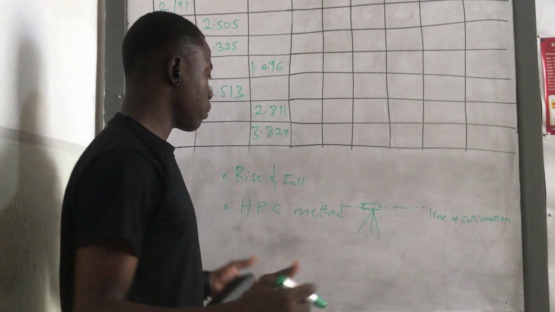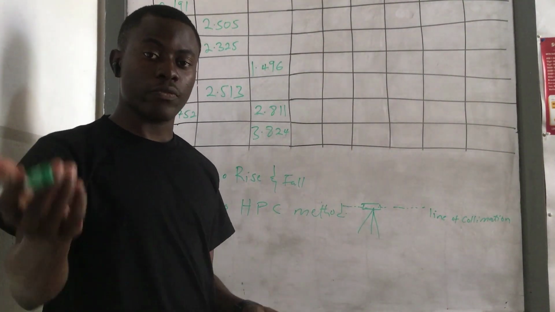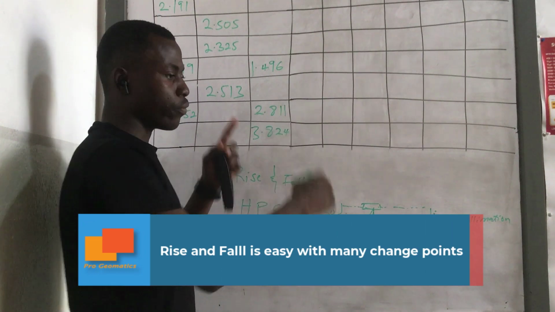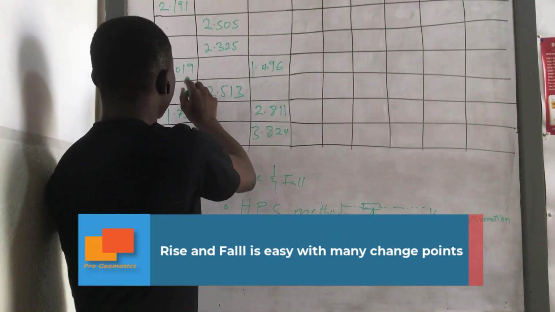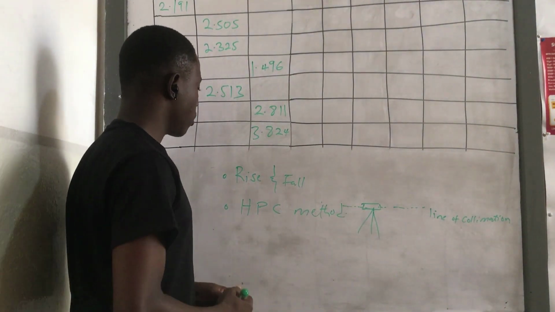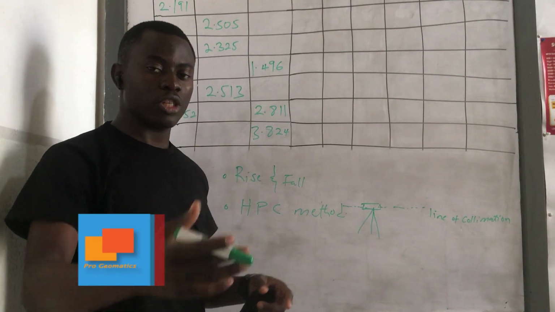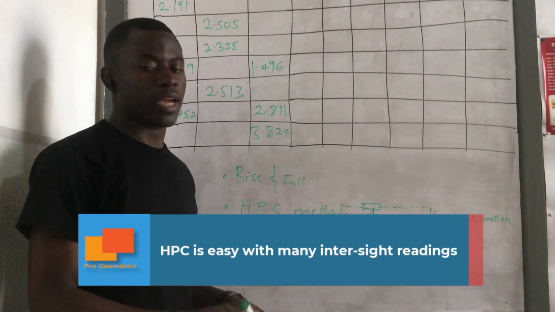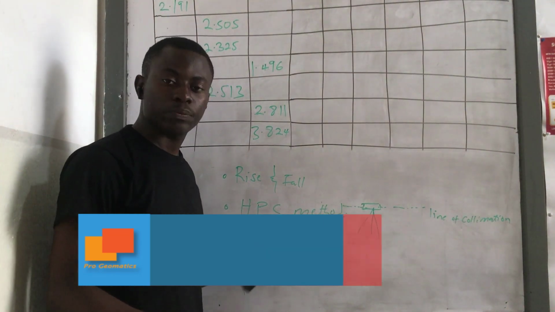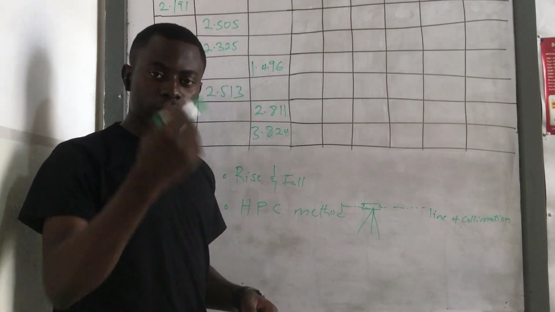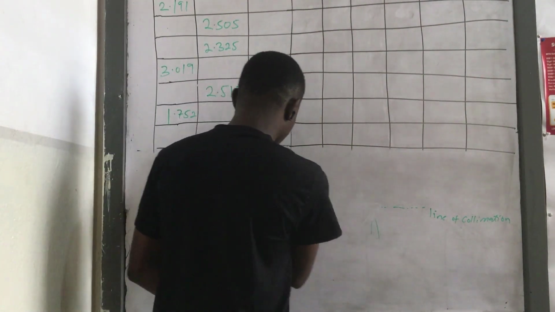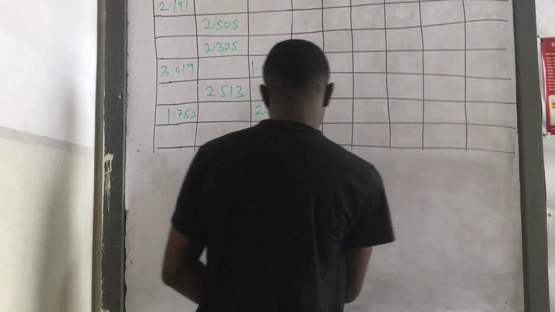They both depend on you, for the sake of your convenience. However, the rise and fall is easier to use when you have lots of change points, okay? So you can see that we have a change point here, we have a change point here. But when you have just one change point, or just a few change points but lots of intersights, the HPC is much easier to use, okay? The computation is easier when you use the HPC to compute a lot of intersights. I will explain that maybe in another video. Alright, so I'm just going to wipe this away, then we can begin to do the computation.